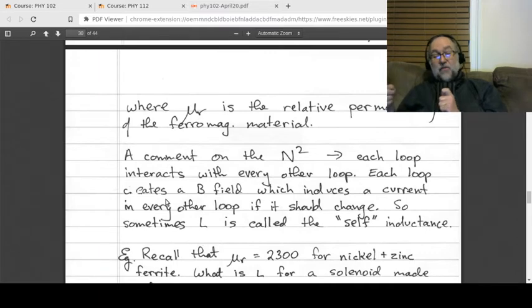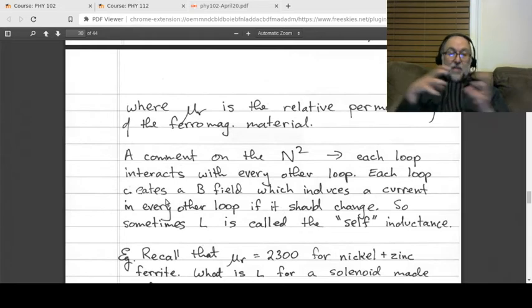So the loops are creating the B field. But at the same time, the B fields created by those loops are going to induce a current in the other loops if the B field changes. So every loop is interacting with every other loop. One loop will create a B field, which another loop will feel if that B field changes. And that's why it comes in as an n squared. So if you have 10 loops and each loop is interacting with 10 loops, that's 10 times 10, and there you go.